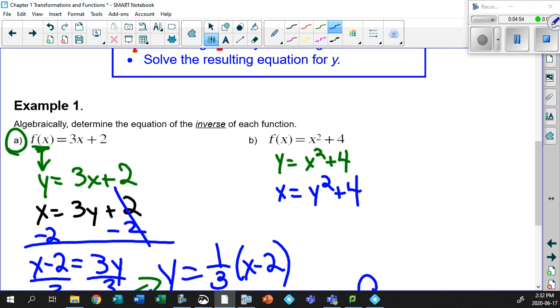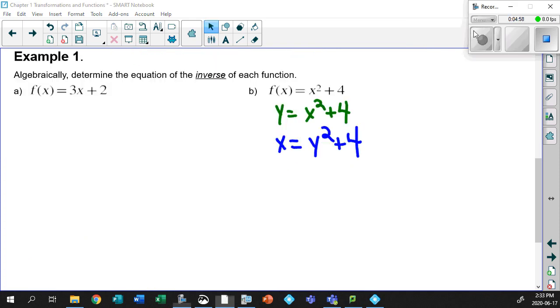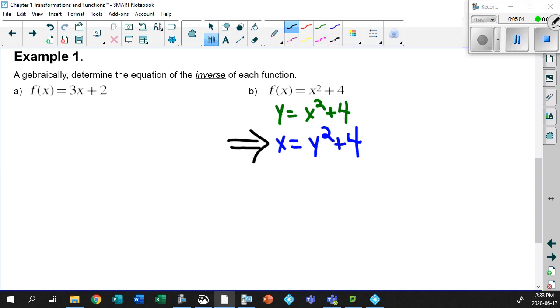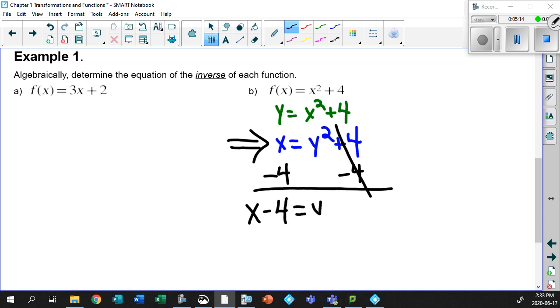Now, we've got a problem here. Let me just pause this for a second. I'm going to clean this up, and I'll be right back. Needed the extra room here. So let's solve this for y. Okay, fine, I can do that. Bring the 4 over. Look what we've got. That leaves us with x minus 4 equals y squared.